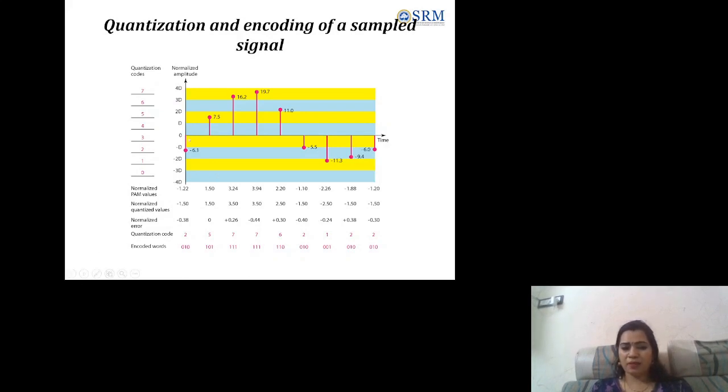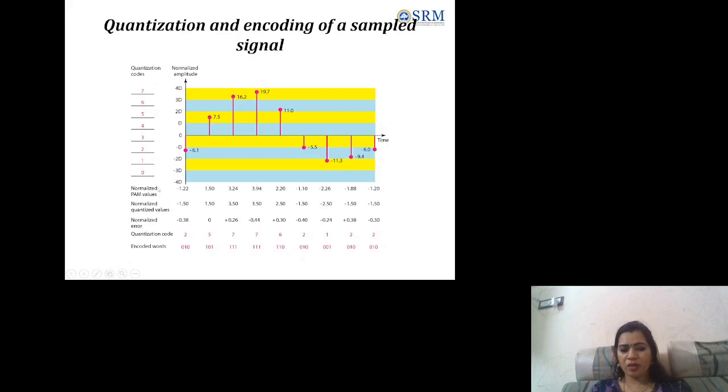Here the value at the top of this signal represents the actual amplitude value, and the first row represents the normalized PAM value. Here it is 1.22, then 1.50, 3.24, 3.94, then 2.20. Likewise, the first row is calculated.